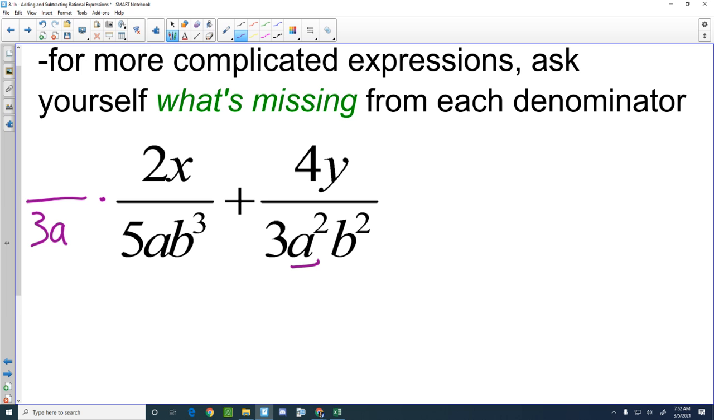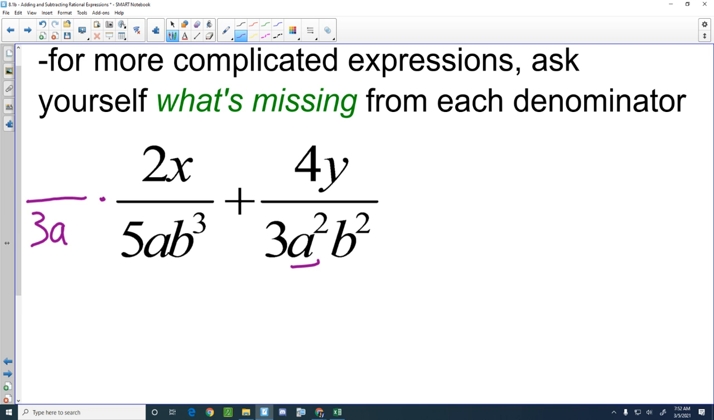Now b's, I've got b to the third on the left. On the right side, there's b to the second. Do I need to bring in any more b's on the left? No, we don't need to bring more on the left. We'll need to put another b on the right side, won't we? Because there's only two on the right. But the left side already has enough. It's already got at least as many that are on the right side. So all this fraction on the left needs is a 3 and an a.